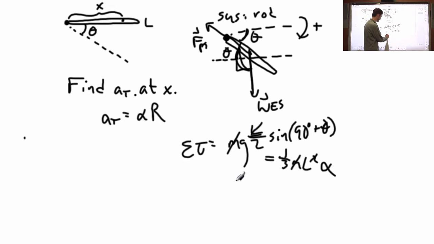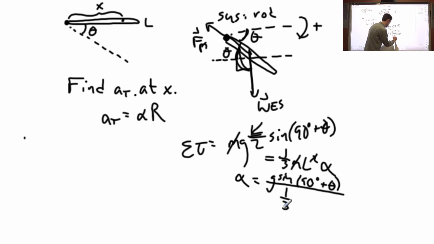We can solve for alpha as being g sine of 90 degrees plus theta over 1/3 L, I believe. And this right here is our angular acceleration. We said as soon as we know angular acceleration, let's just multiply it by r, which we said was going to be x. And so, to replace this with tangential acceleration, I'm just going to throw an x out here. And this right here should be our solution for this problem.